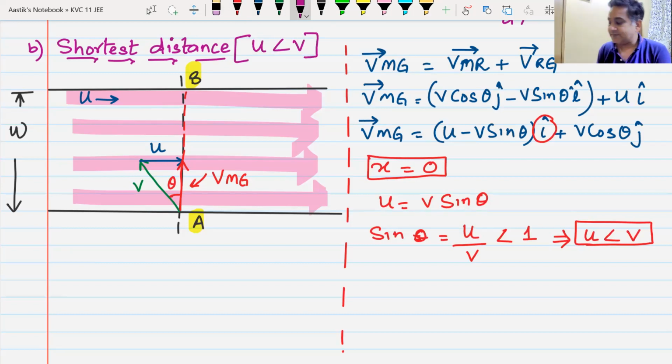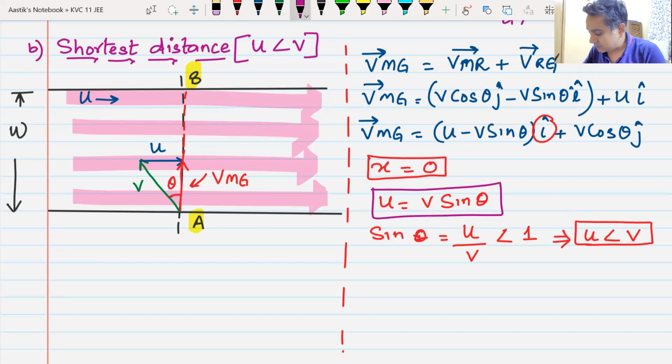Do we understand this? You can only reach the opposite end, you can only travel in the shortest distance, if U, the velocity of the river, is less than his own velocity. Okay, drift is 0. The next thing they can ask you is the time.